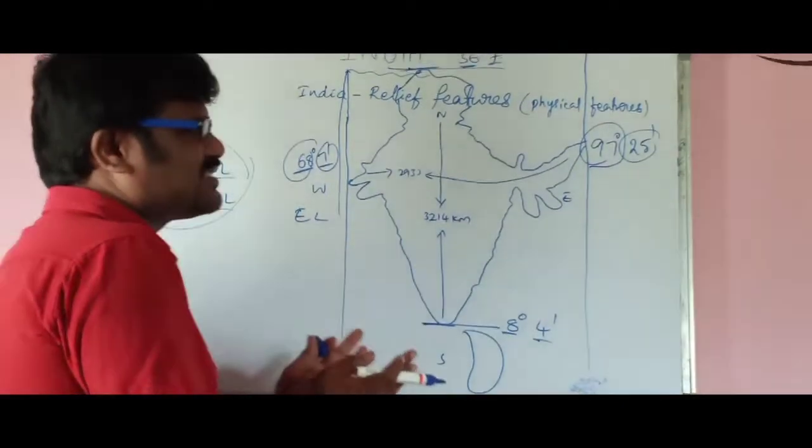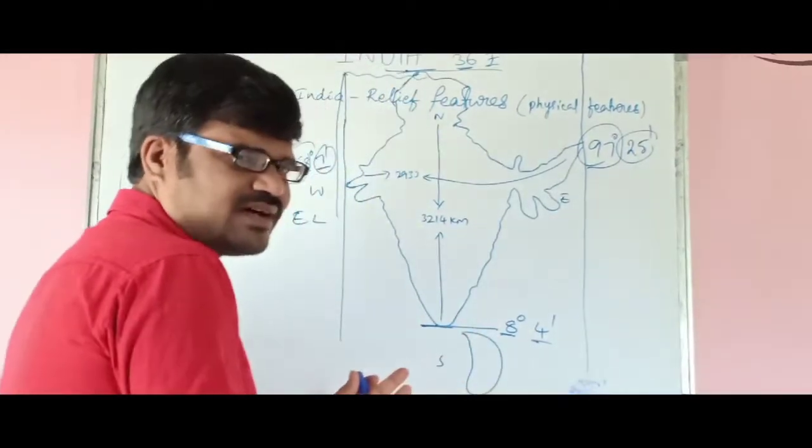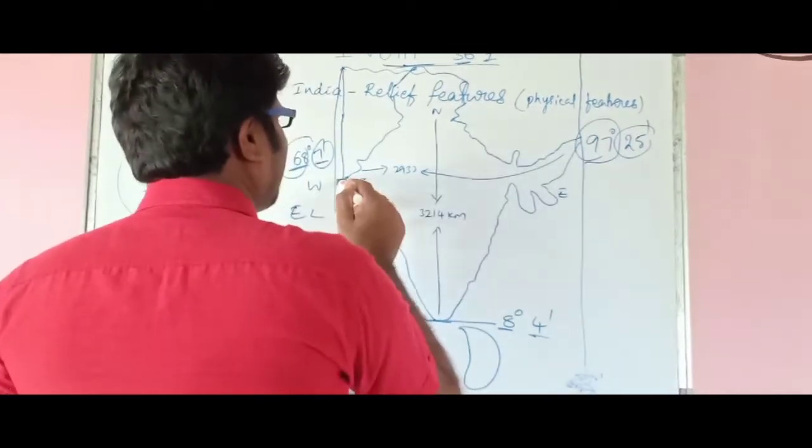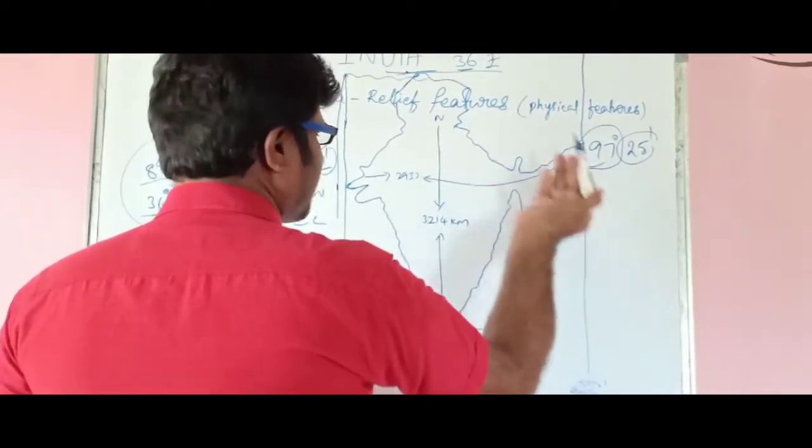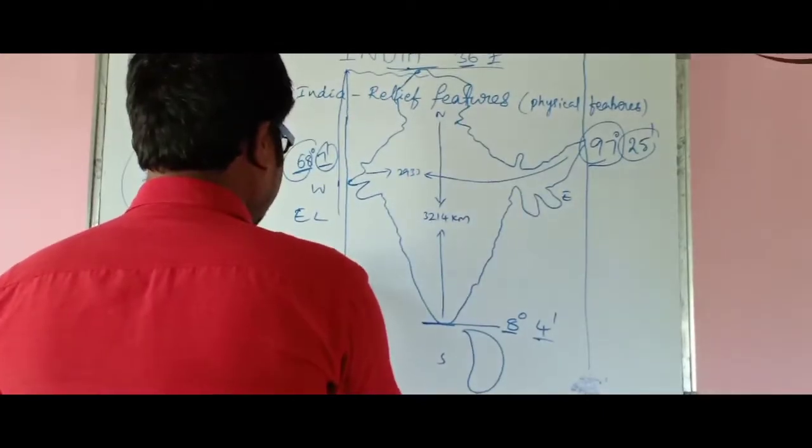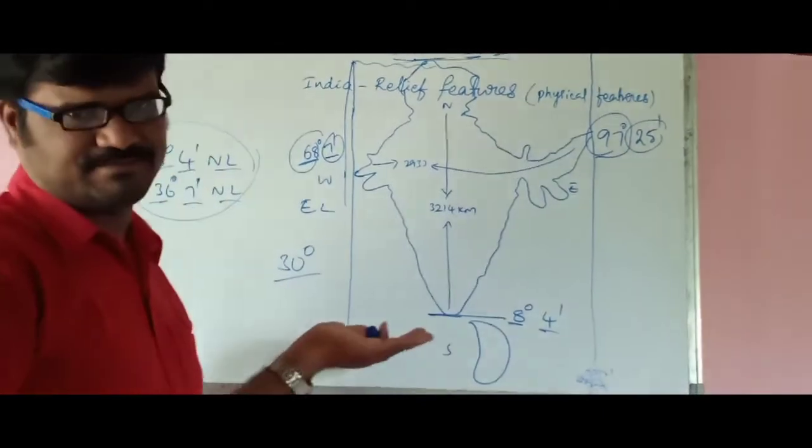What is the longitudinal extent of India? Longitudinal extent between the west part and the east part, we can see there are 30 degrees of longitudinal extent.